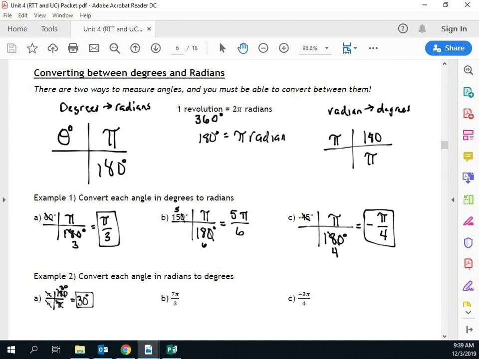Seven pi over 3. Same setup. It's always nice to cross cancel, guys. Now, granted, yes, you do have a calculator. And in your calculator, guys, what I would do, if I were you, is 7 times 180 divided by 3. But in this case, we can cross cancel. 3 can go into 180 60 times. And 60 times 7, 420.